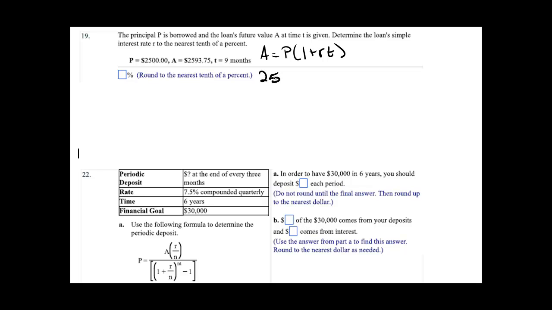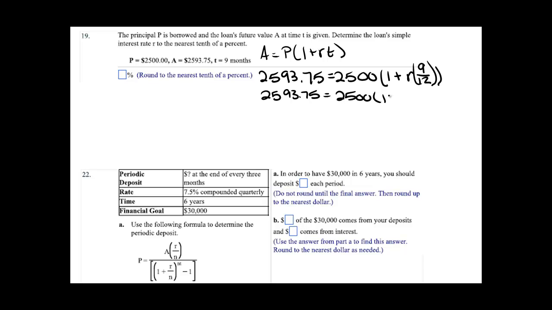And then we plug in what we know. So $2,593.75 equals $2,500 onto 1 plus the R we don't know. And the only tricky part here is T. It's given to us in months, but T has to be in years. So we're going to have 9 divided by 12 for our T, because it's 9 out of 12 months. So I'm going to rewrite that 9/12 as 0.75. So we've got the 2,593.75 equals 2,500 onto 1 plus 0.75 R.